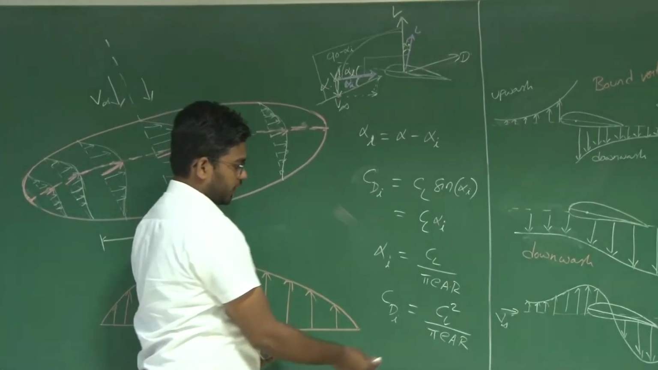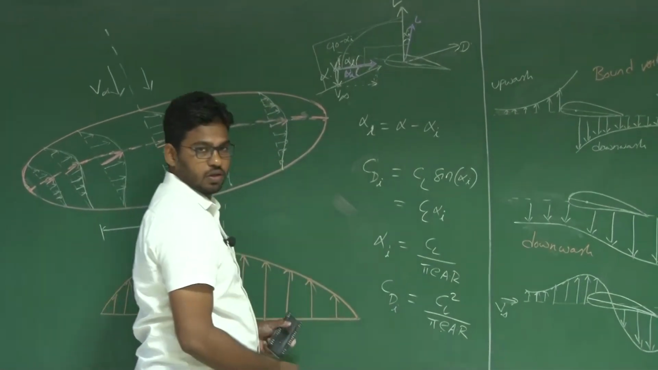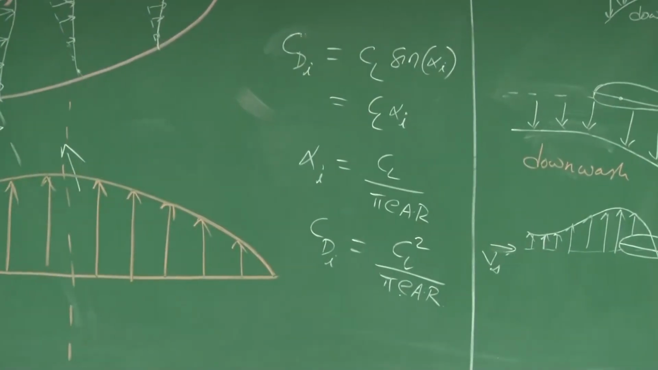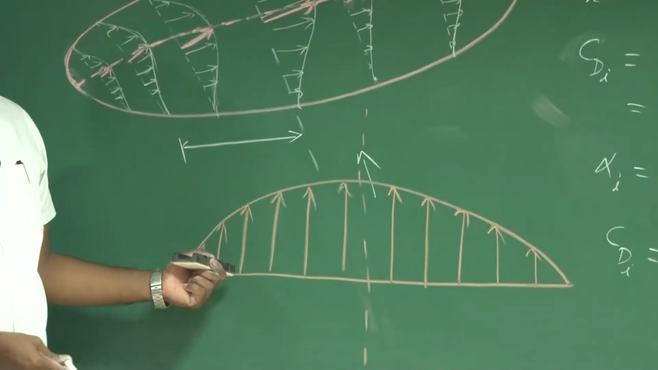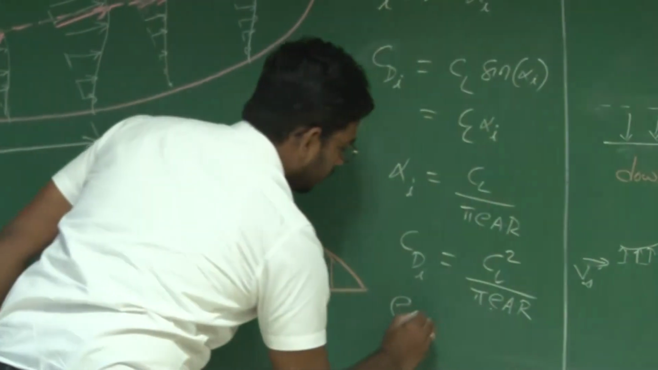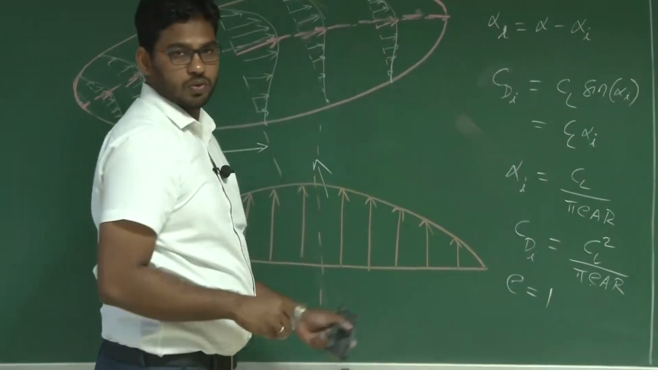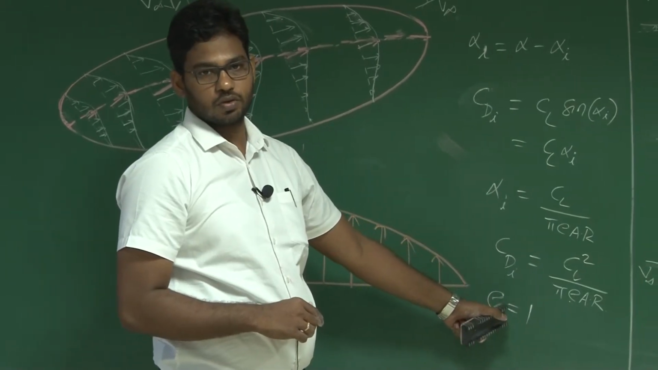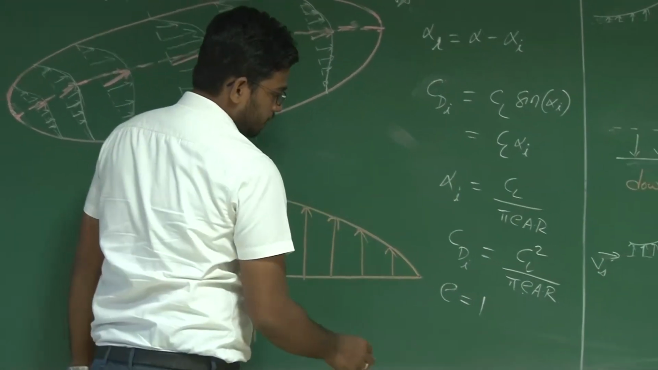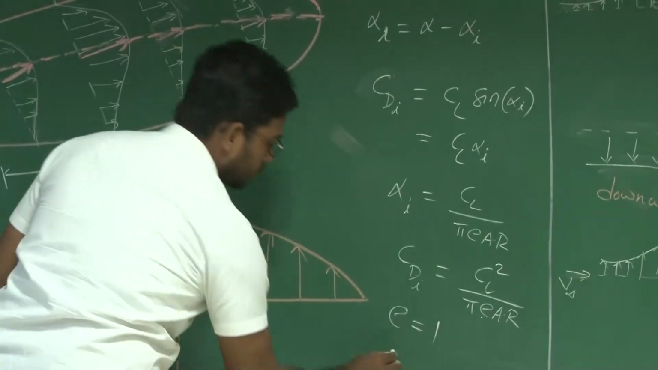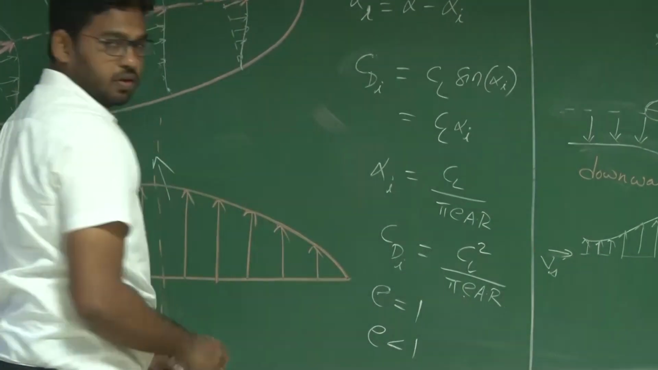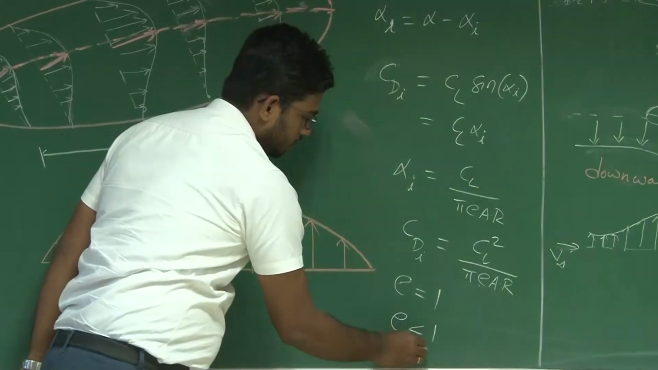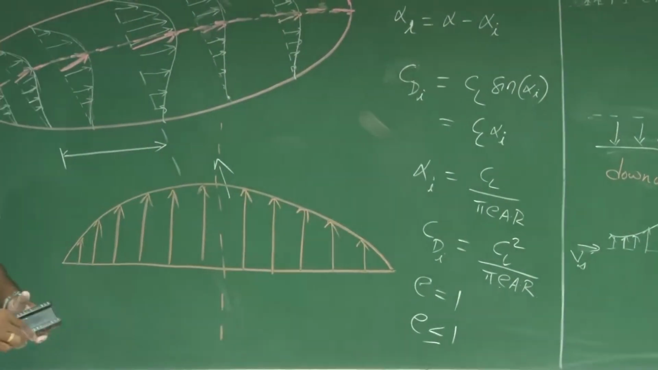Now this factor E is the Ostwald's efficiency, and from this theory it is observed that for an elliptic wing we have minimum induced drag with Ostwald's efficiency factor equal to 1. So this is the upper limit of this Ostwald's efficiency factor, right? For any other planform, E will be less than 1. In general, you can say E is always less than or equal to 1.